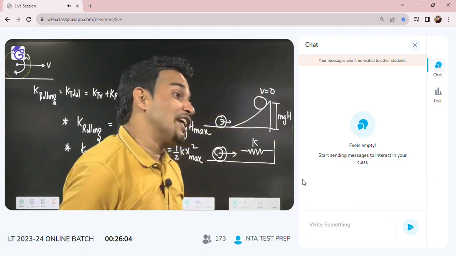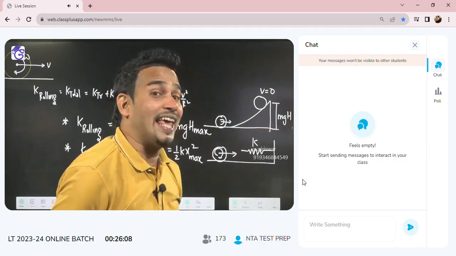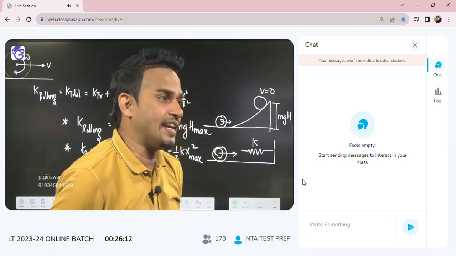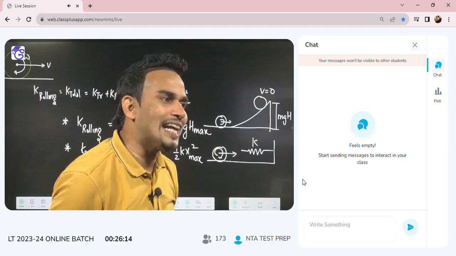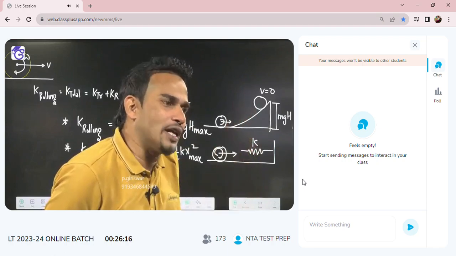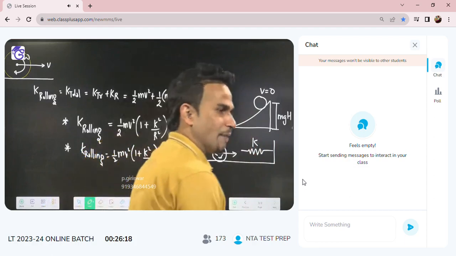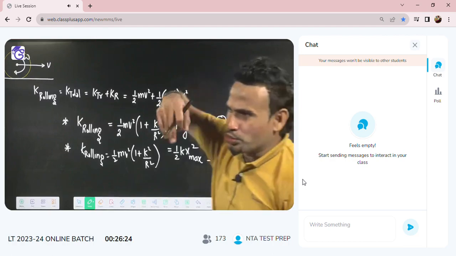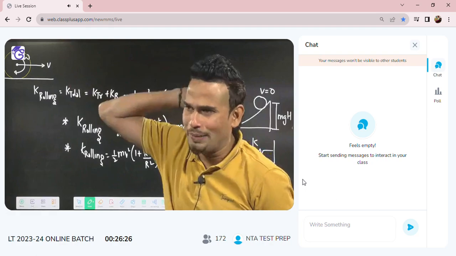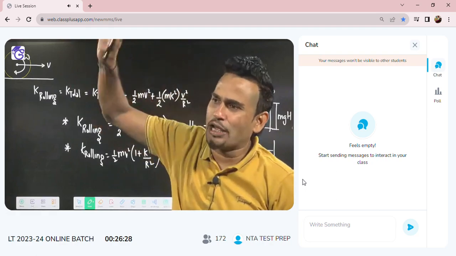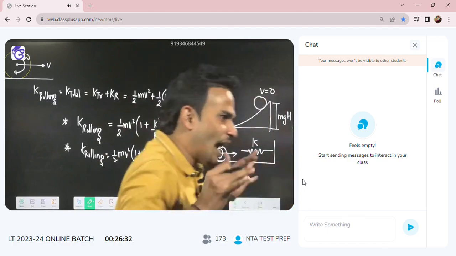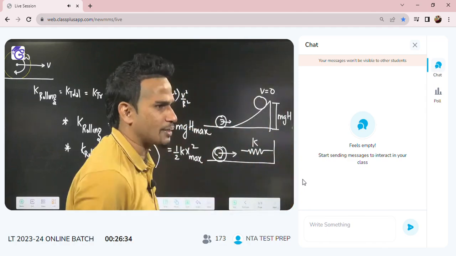Same as we studied in work power energy, but there k square by r square was not present because the body was only translating. Here the body is rolling, that's why that extra k square by r square is coming. There only translation was there, that's why you used to write half mv square equal to mgh max, half mv square equal to half kx square. But here both energies are there, that's why half mv square into 1 plus k square by r square.